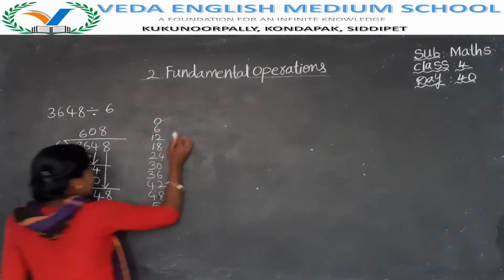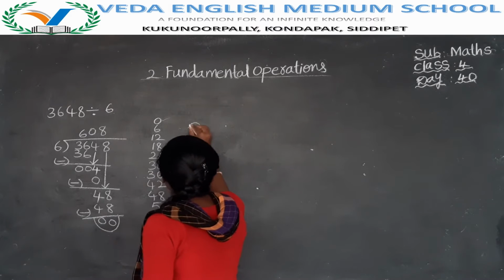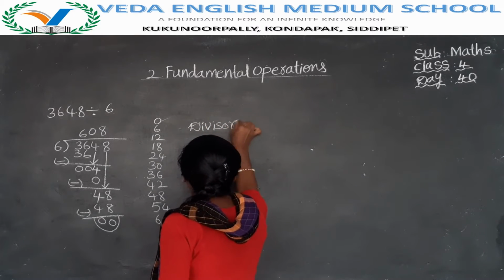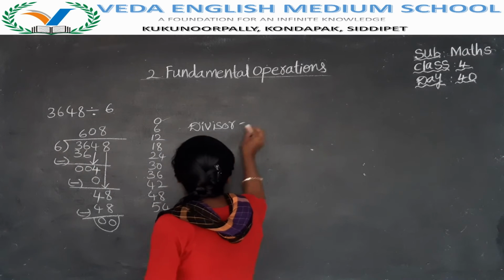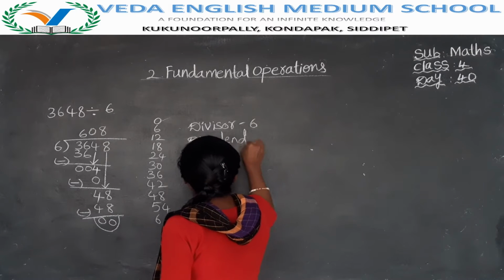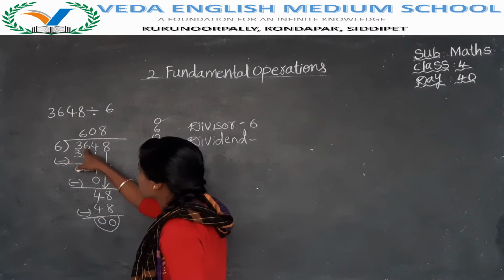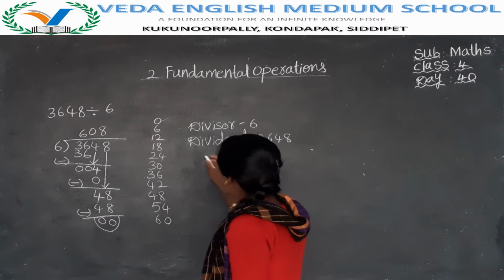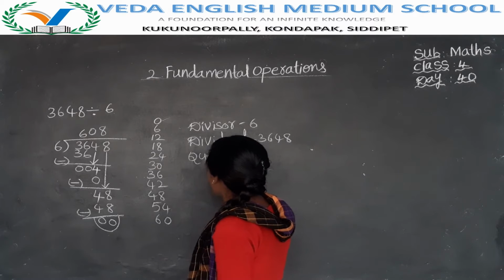Now we have to write the divisor, dividend, quotient and remainder. What is the divisor here? The divisor is 6. Then what is our dividend? The dividend is 3648.